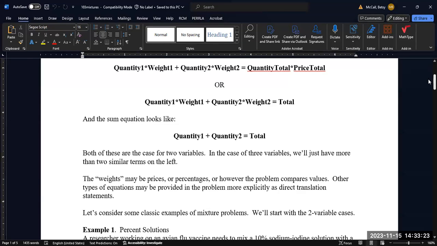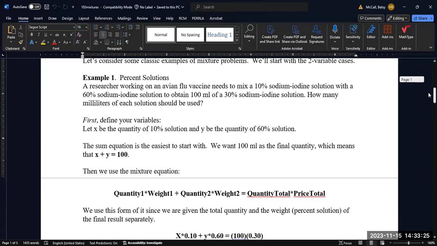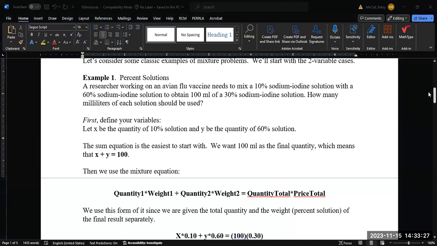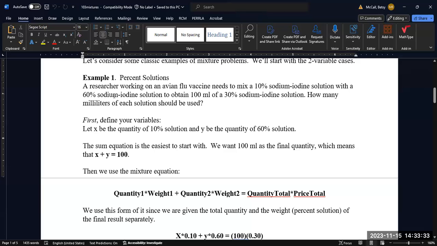All right, so let's look at an example. Percent solutions tend to be examples of these mixture problems. In this case, a researcher is working on a flu vaccine and needs to mix 10% sodium iodine solution with a 60% sodium iodine solution to obtain 100 milliliters of a 30% sodium iodine solution. How many milliliters of each solution should be used?